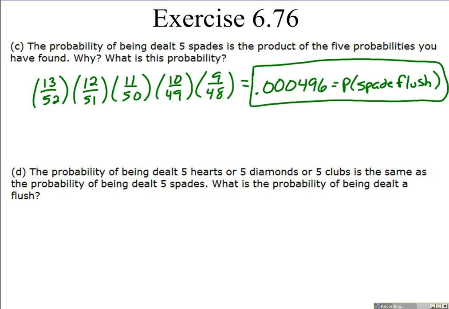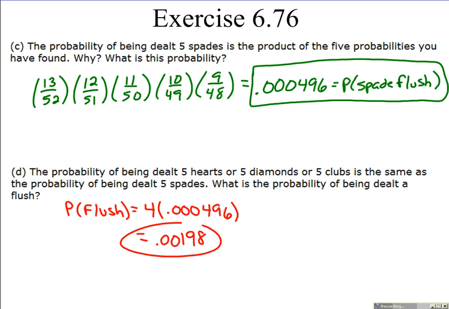Probability of being dealt 5 hearts or 5 diamonds or 5 clubs is the same as the probability of being dealt 5 spades. So overall, what's the probability of being dealt any flush? Well, there's 4 different types of flushes that we could be dealt, and we know the probability of any one of those individually is that. Multiply that out. Probability of being dealt any flush is 0.00198.